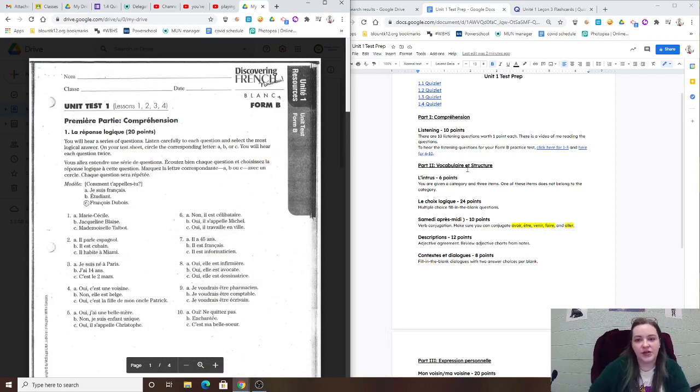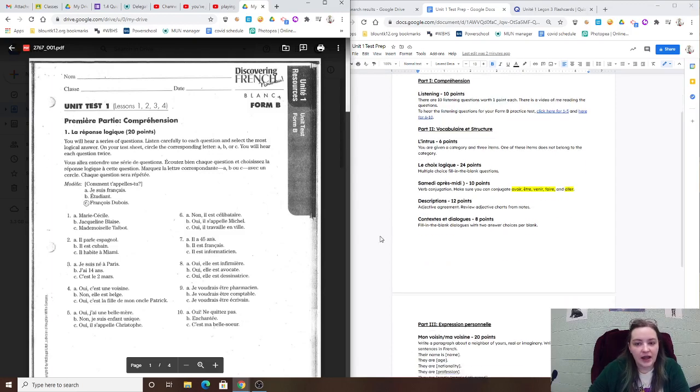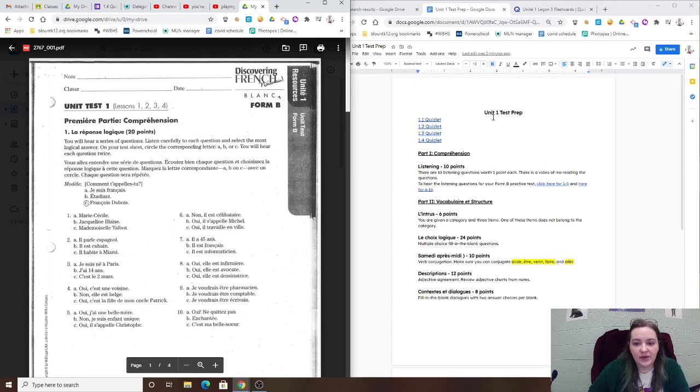So you can see on my screen I have two things pulled up. I have the Unit 1 test Form B. You will be taking Form A as your actual test. And I have the quiz prep or test prep document that looks just like all of your quiz prep docs have. So I just want to go through this together before you are given free reign over this.